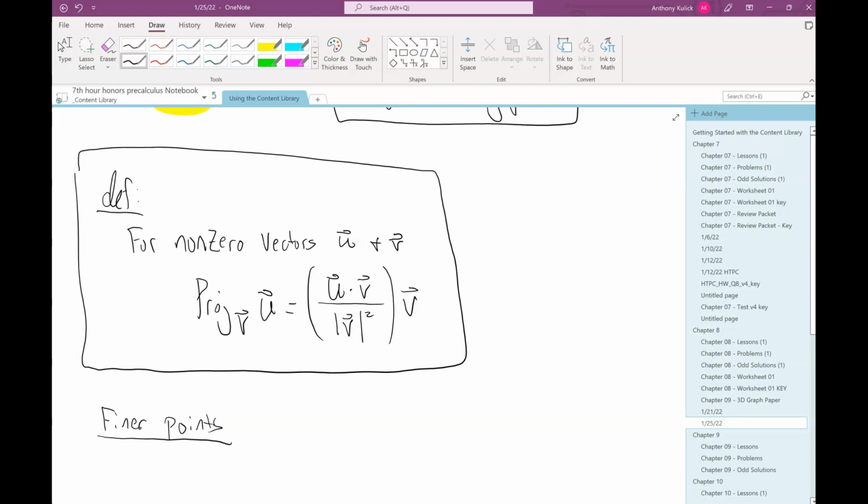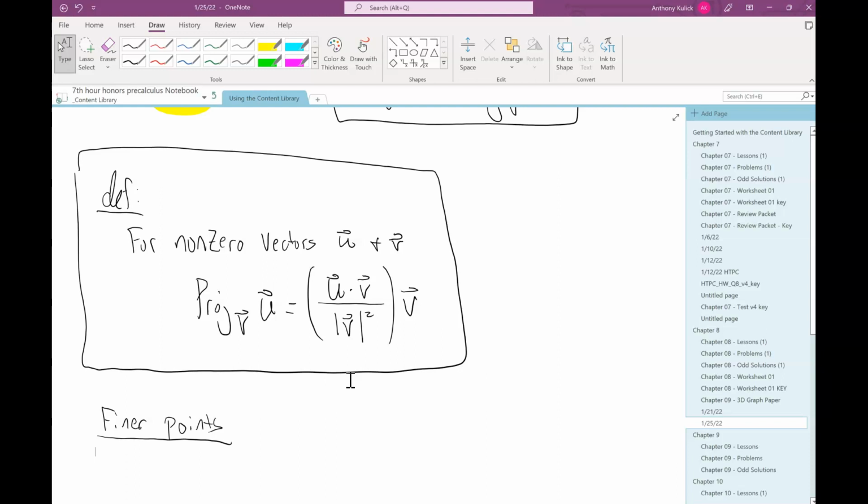Now, you might think to yourself, Mr. Kulik, what kind of application does this have? It turns out this actually has a lot of really important applications, particularly in physics. If you are trying to push one object up a ramp or in a specific direction, and the force you're applying isn't in the exact same direction as the ramp, this becomes a really important calculation, as it'll tell you how much you're really pushing in the direction you want. How much is wasted?